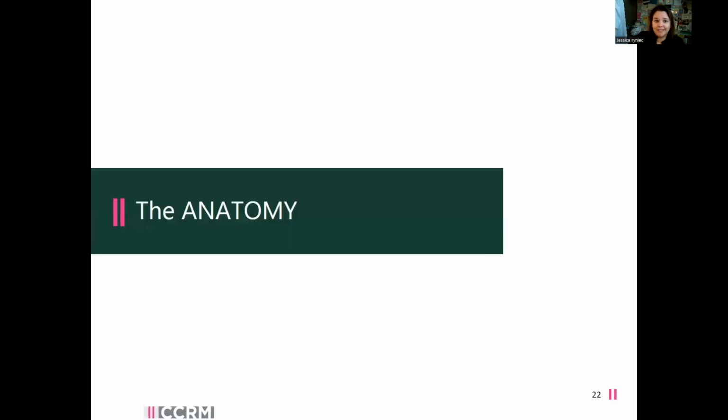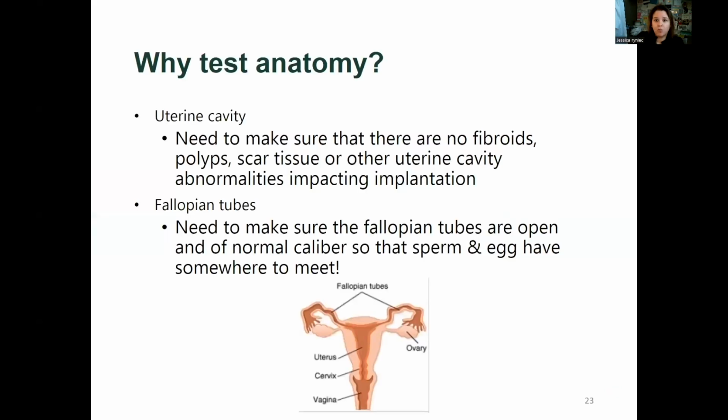Okay, what's next? The anatomy. So this, again, is the uterus and fallopian tubes. Obviously, we looked at the ovaries a bit with the ovarian reserve testing, but this is looking more directly at functional anatomy. Why do we need to look at this? So the uterine cavity is where an embryo in pregnancy implants and grows. So we need to make sure that there are no fibroids, polyps, scar tissue, or other uterine cavity abnormalities, such as an abnormal shape to the uterus, that impact implantation.